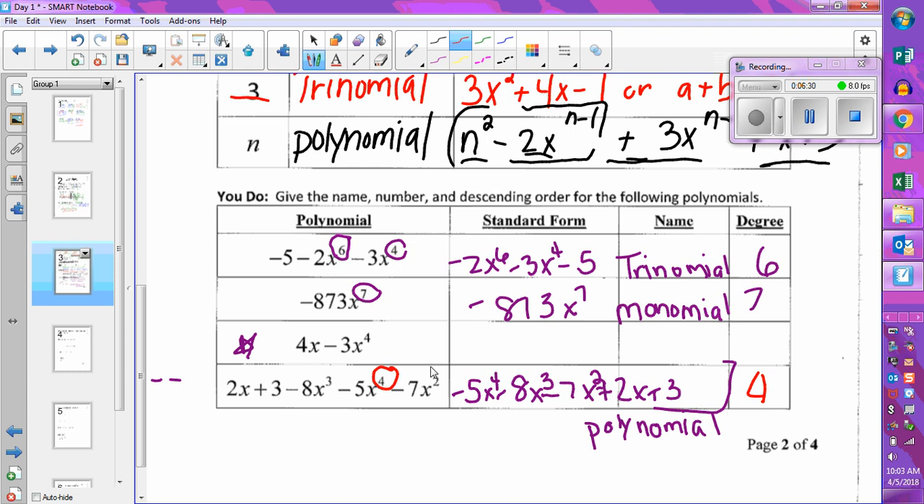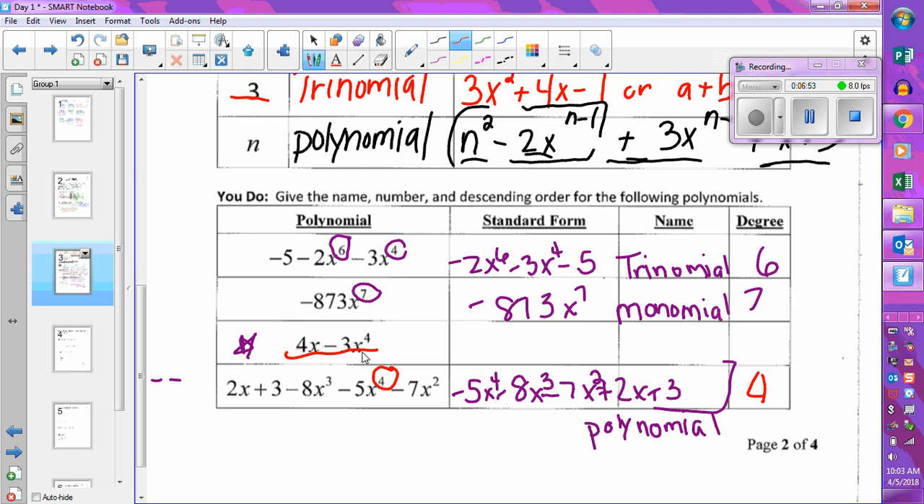Okay? Now before you move on, because I'm going to move on to the next page, I want you to pause the video and I want you to work this one out. Very simple. You're going to do the same thing that we did in the 3 examples that I gave you. You're going to write it in standard form. When you write it in standard form, remember you write it from the one that has the highest degree, which is going to be 4, to the lowest degree. You're going to name it.